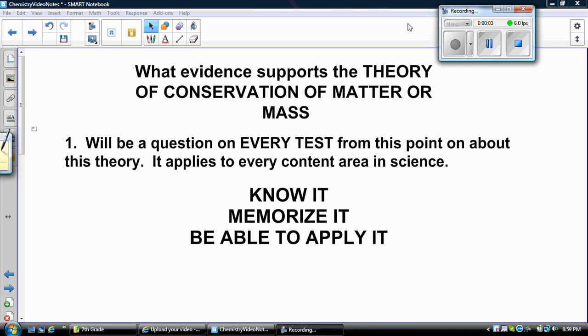Okay, after we have talked about physical and chemical changes, I want to know what evidence is going to support the theory of conservation of matter or mass. So you know, there will be a question on this theory on every test from this point on. It applies to every content area in science. Make sure you know it, memorize it, be able to apply it.